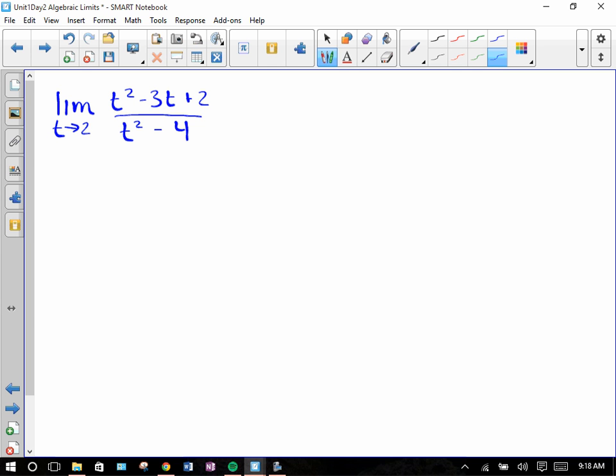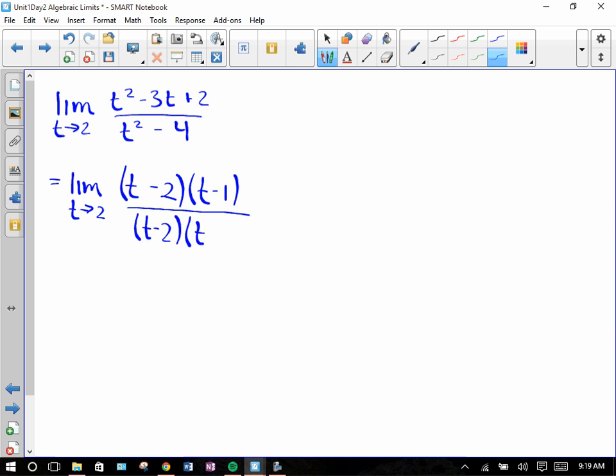Now, typically, what you want to keep in mind is if you get 0 over 0 and it's a quadratic function like this, with a quadratic in the numerator and a quadratic in the denominator, you probably want to factor it. So what we can do here is rewrite this as the limit as t approaches 2 of t minus 2 times t minus 1, and then t squared minus 4 factors into t minus 2 times t plus 2.